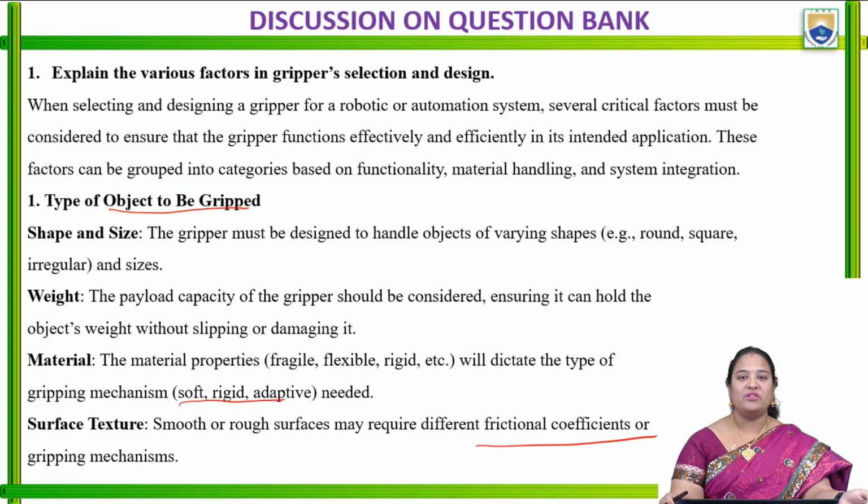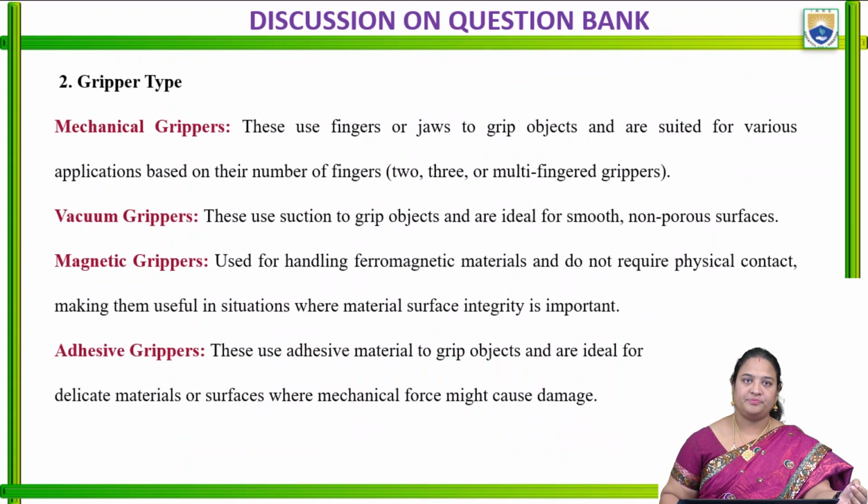For a soft surface texture, we will require a smoother gripper design. For a rough surface texture, we require a rough, nailed type of surface texture on the robot end effector gripper. So the shape and size, the weight, the material, and the surface texture of the robot's end effector gripper play a very important role in designing and selecting the gripper.